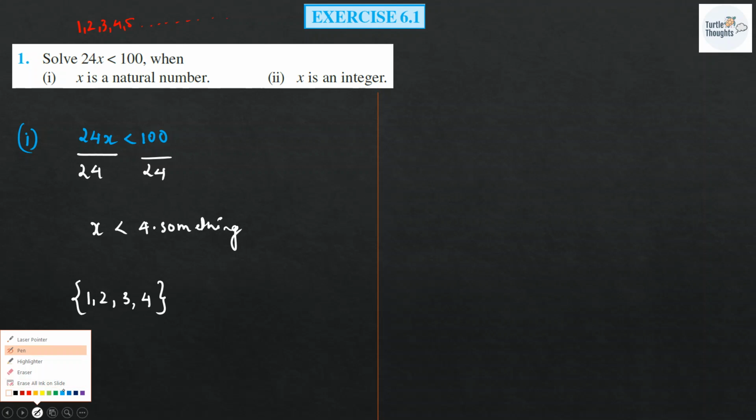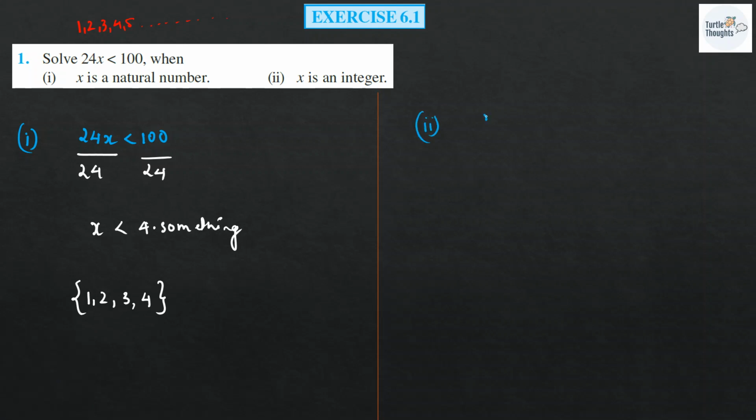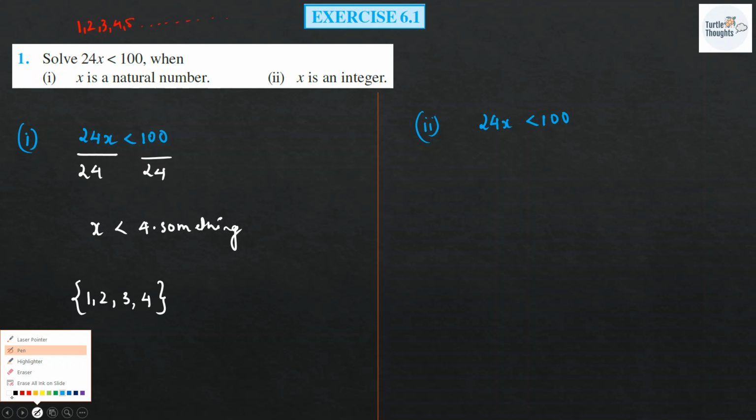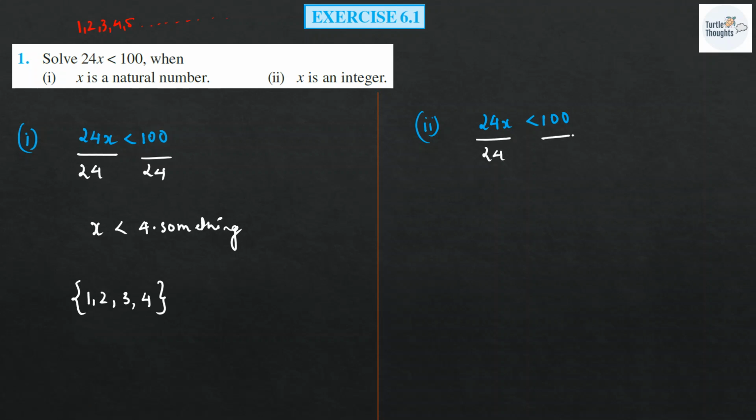Similarly, let me take up the second one as well. The equation remains the same, but here x can take up any integer now. When I solve by just dividing both sides by 24, I see that the value of x is going to be less than 4 point something. So what are the integers that are less than 4 point something? It is going to be negative infinity and so on, then negative 5, negative 2, 1, 0, and then 1, 2, 3, and 4. This is the solution set, isn't it?